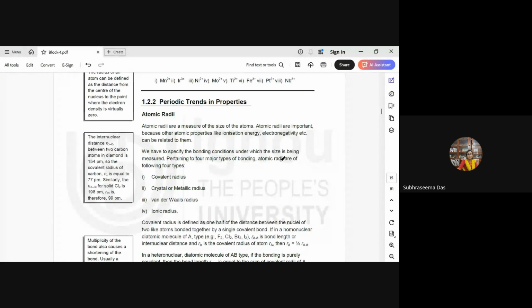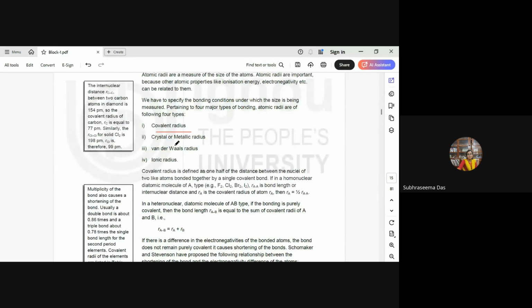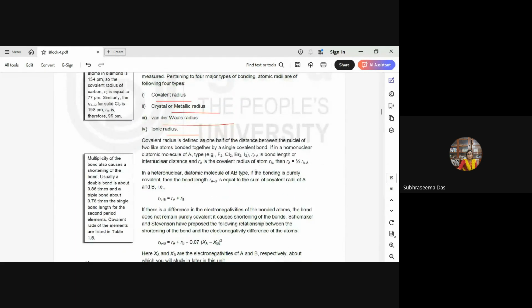This atomic radii has been classified into four types. What are the four types? One is the covalent radius, the other is the metallic radius, the van der Waals radius, and the fourth one is the ionic radius. So overall, they are the four types of atomic radii that we will be dealing with.